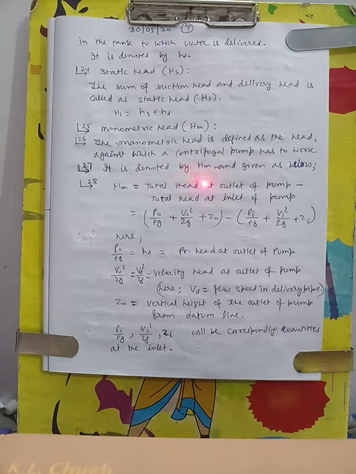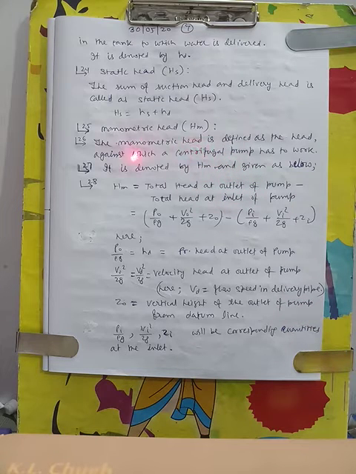And what is the manometric head? The manometric head is defined as the head against which centrifugal pump has to work. It is the overall head, including the losses, required for taking water from the sump to delivering at the tank. Whatever total head, including the losses or including the velocity head, is required for taking water from the sump to the delivery in the tank, that total head is called as manometric head.